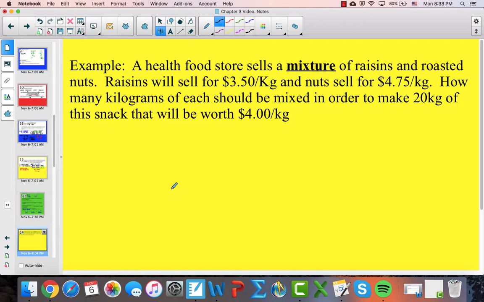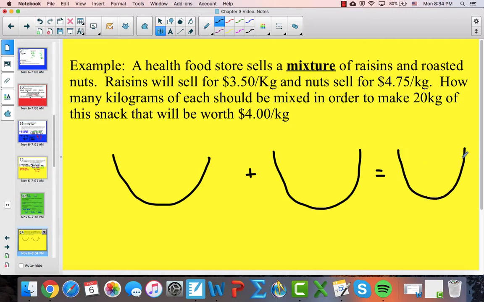So I make bowls. So I have my first bowl. That's going to be the raisins. And my second bowl is going to be the nuts. That's going to be what I mix together to get my new mix. Those bowls are going to help me come up with my equations.